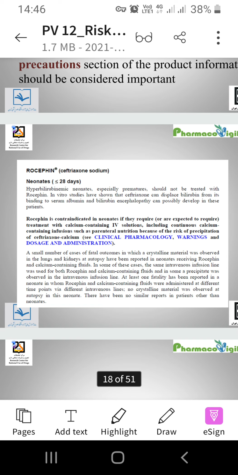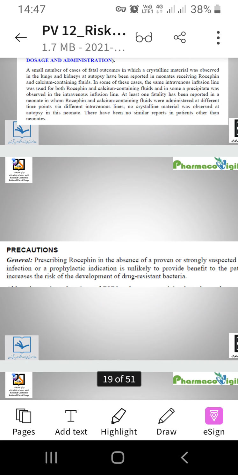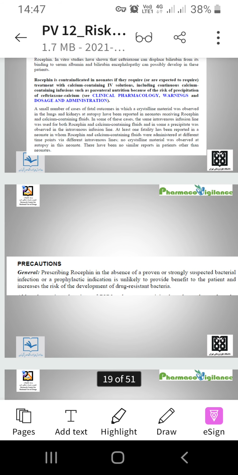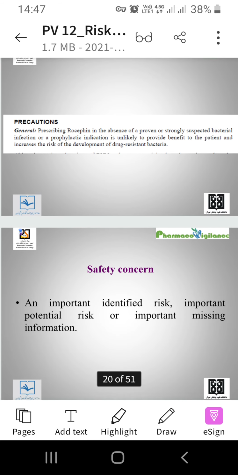No crystalline material was observed at autopsy. In this neonate, there have been no similar reports in patients other than neonates. Precaution: general prescribing of Rocephin in the absence of a proven or strongly suspected infection or a prophylactic indication is unlikely to provide benefit to the patients and increases the risk of the development of drug-resistant bacteria.